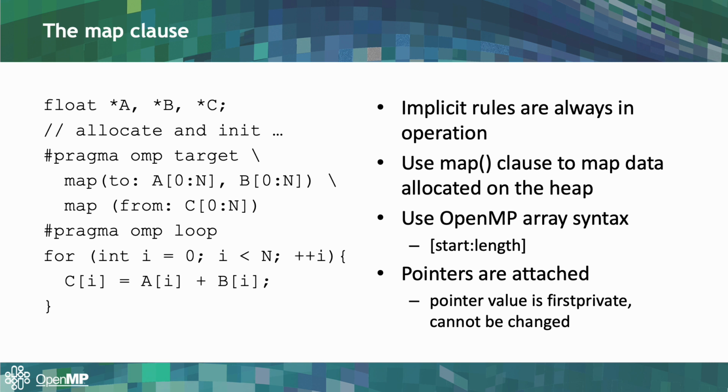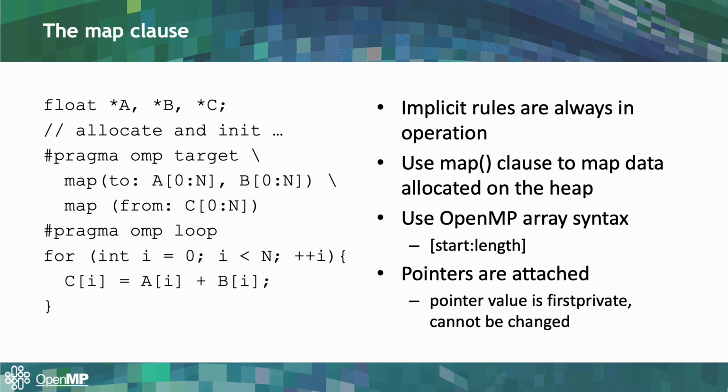So, as I said, those implicit rules are in operation. So the variable n, for instance, if that was a scalar or something, that would be made available on the device to be read in that loop. And those pointers that appear in the map clauses, A, B, and C, are said to be attached. They appear in a map clause. The data they point to is copied over to the device.